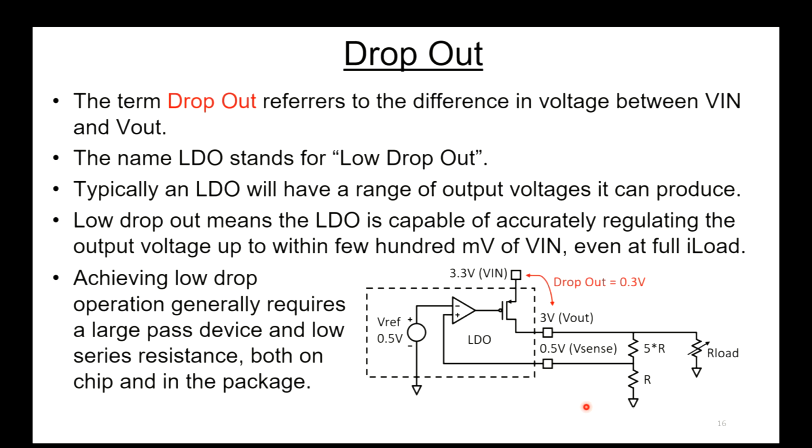By the way, you want to keep the series resistance in here very, very low. Because you can see, if you start pulling an amp or two out of this output, the drops across the series resistance on chip and in the package are going to start adding up and cause you to fail your dropout spec. So it's very, very important to keep the resistance on chip in series with the pass device very low.